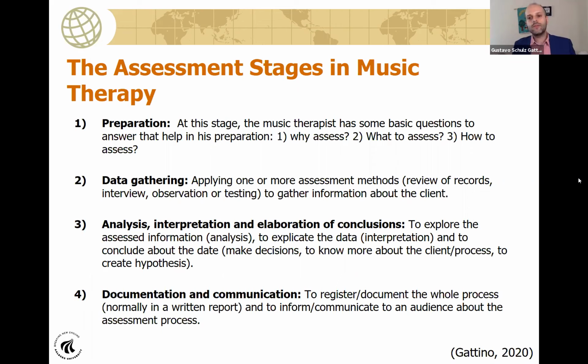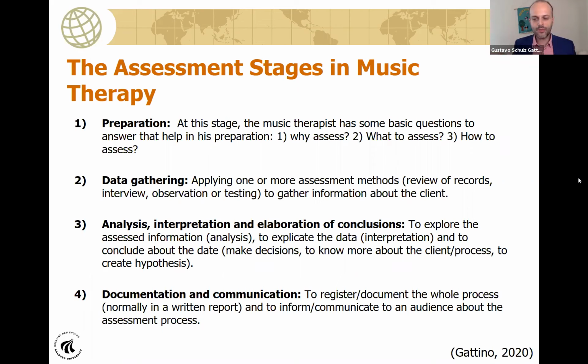So I will have the second stage, the data gathering, the moment of applying one or more assessment methods, the four that Eric presented before, to gather information about the client. This is extremely important because I can do this specific data gathering with the client in the session, but I can also do it, for example, by assessing a specific video or an audio file. I can also have the music score as a way to assess the client.